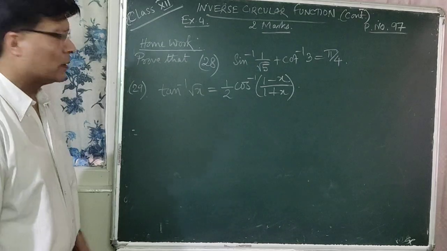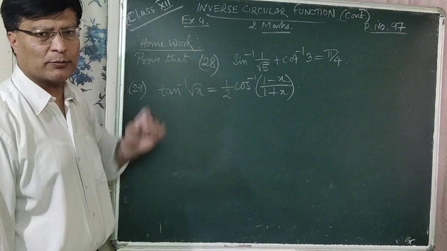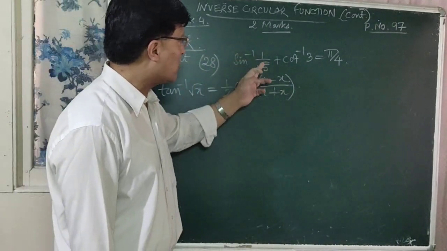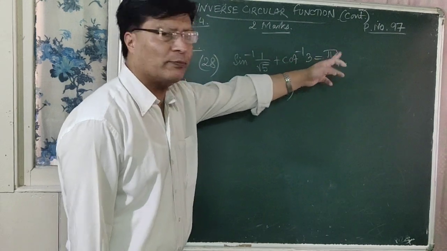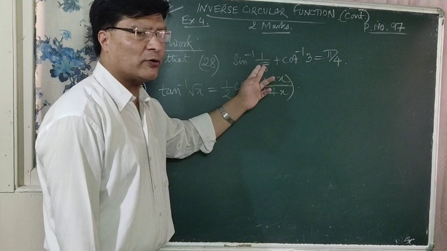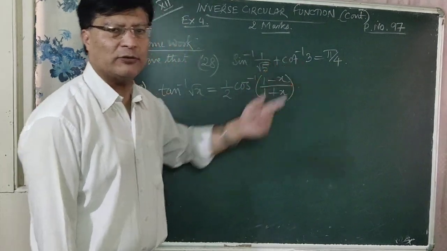So now, this question number 28 is your homework. It is similar to question number 27. You have to prove that sin inverse 1 by root 5 plus cot inverse 3 is equal to pi by 4. You write on left hand side, then convert this sin inverse 1 by root 5 into tan inverse, and cot inverse 3 you can convert into tan inverse.